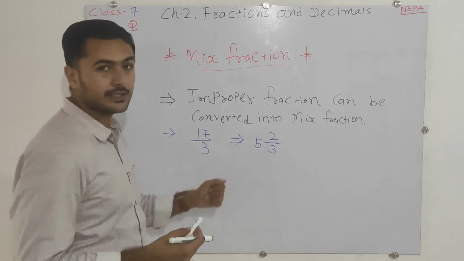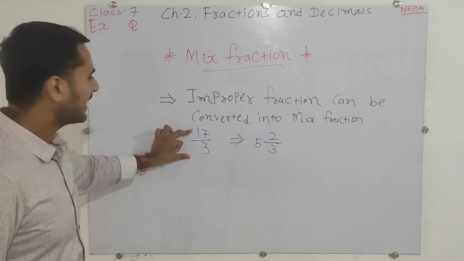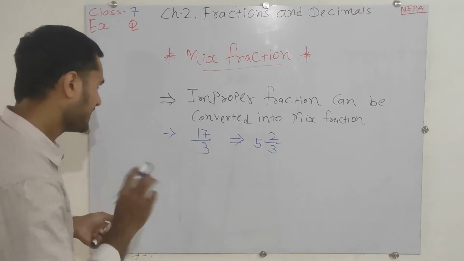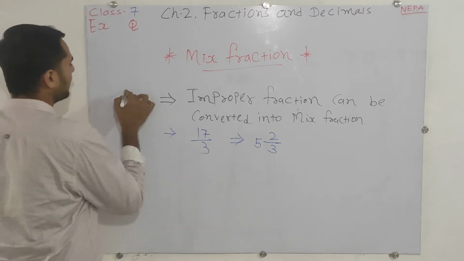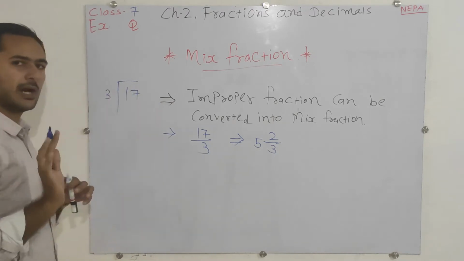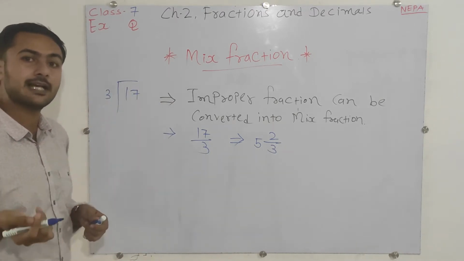But how did I convert that? That's the question. Here the number is 17 by 3, which means it is in the division process, so we will just divide it. It will be 17 divided by 3. We have to just divide it. Now 3 4s are 12, 3 5s are 15, 3 6s are 18.